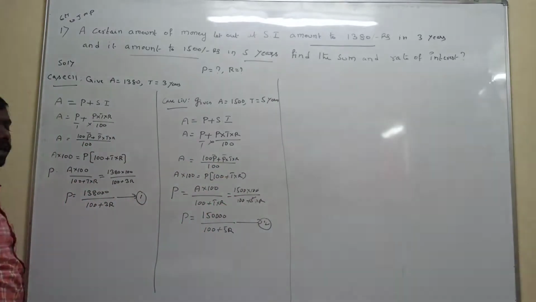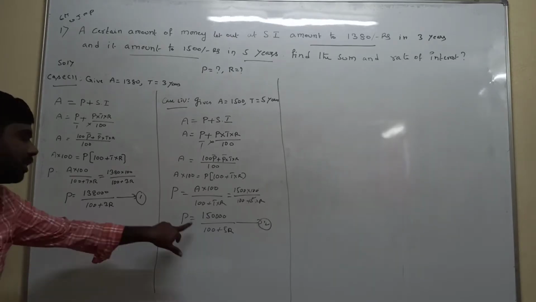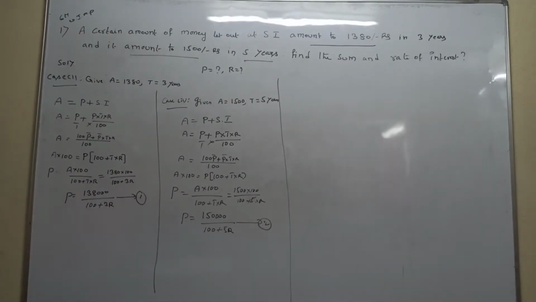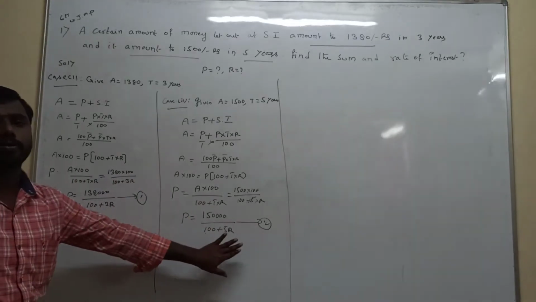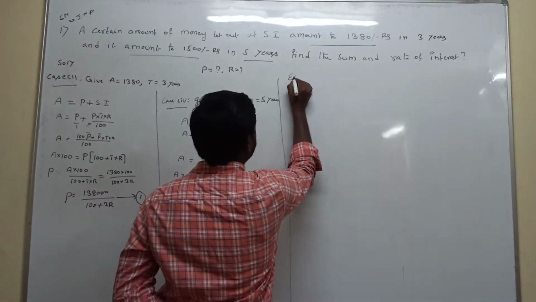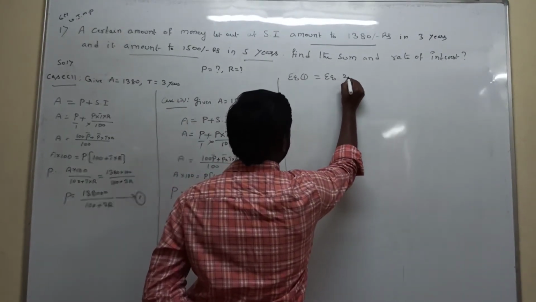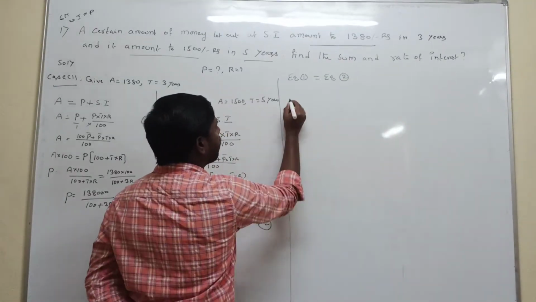Observe equations 1 and 2: both have the P value. That's why we can substitute the P value in equation number 1, or substitute it in equation number 2, or equate 1 and 2. That is, equation 1 is equal to equation number 2. What is equation number 1?